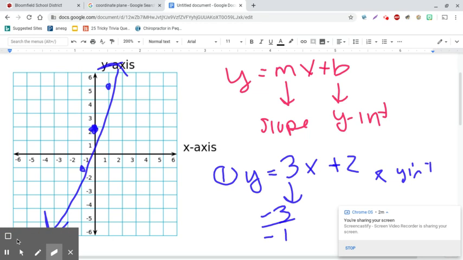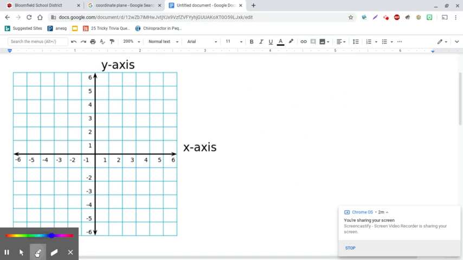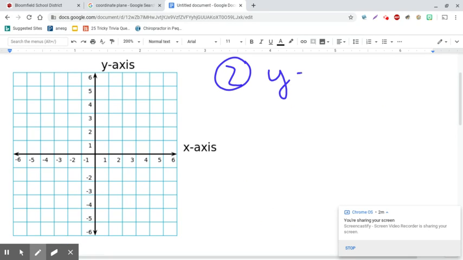So let's try another. Let's go with, for number 2, y equals 1/2 x minus 3. All right, guys, another thing we should look at is we looked at positive and negative slopes. All right, this is a positive slope, so your slope should be increasing. All right, now what's our y-intercept? It's a negative 3. So that means we're going to go down 3 on our y-axis. 1, 2, 3. That's our point right here.